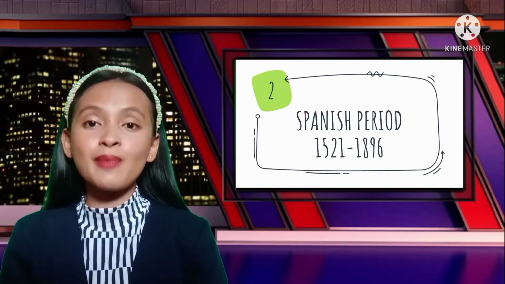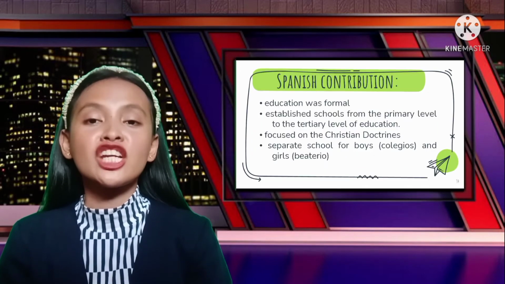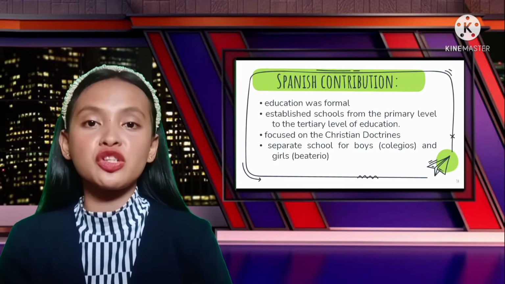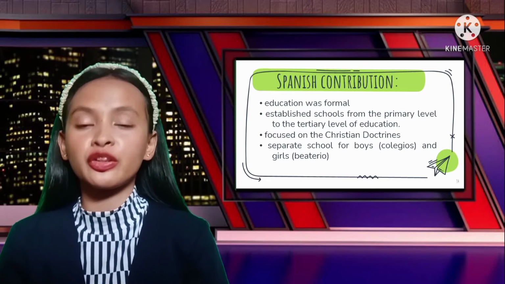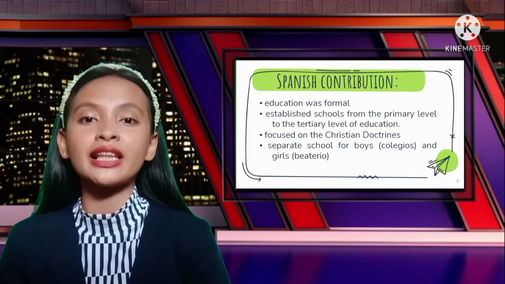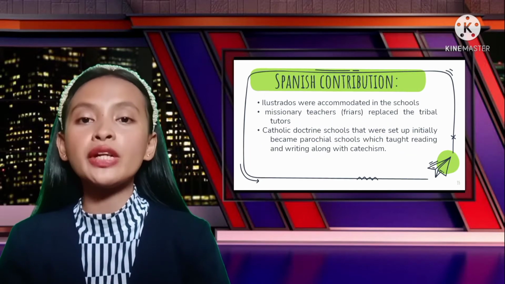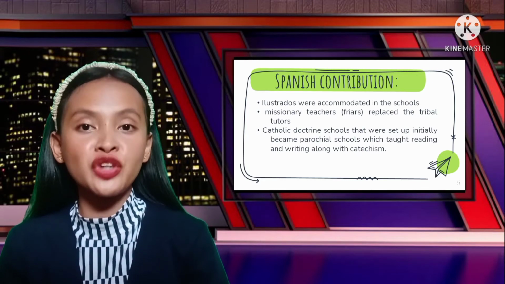Moving on to the Spanish period, 1521 to 1896. Spanish contribution: education was formal. Established schools from the primary level to the tertiary level of education. Focused on the Christian doctrines. Separate schools for boys, colegios, and for girls, beaterio. Ilustrados were accommodated in the schools. Missionary teachers, the friars, replaced the tribal tutors.